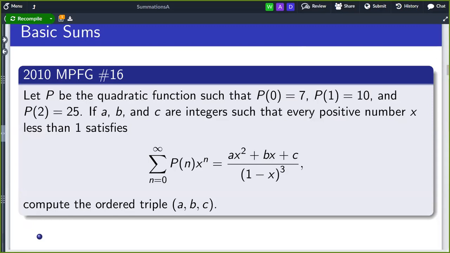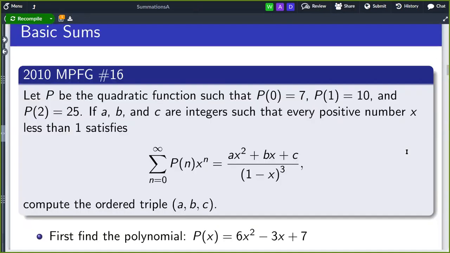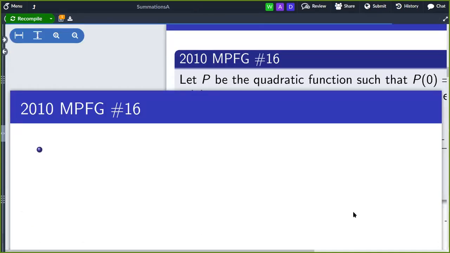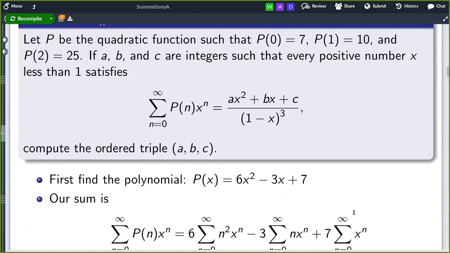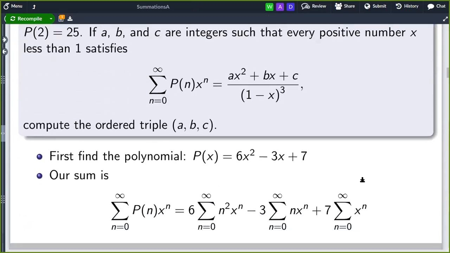Yeah, so Yash says it's 6x squared minus 3x plus 7. And so that's correct. We have p of x is 6x squared minus 3x plus 7. And now we're just going to plug it into our sum. So when we do that, we're going to be able to split it into 3 different sums based on the power of n.